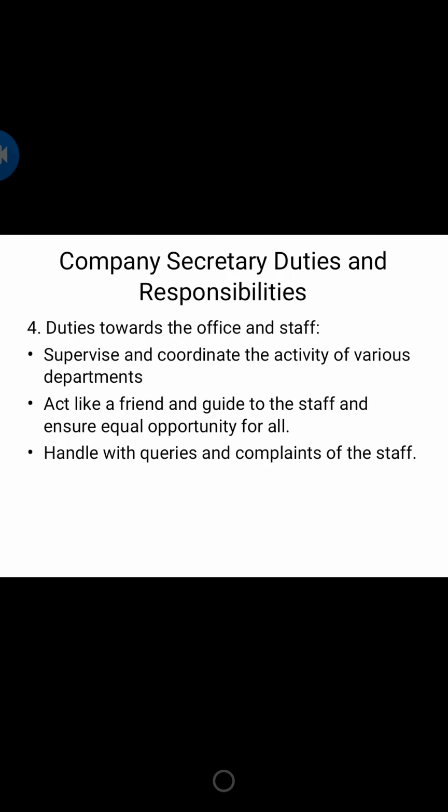The next, act like a friend and guide to the staff and ensure equal opportunity to all. He will not be arrogant, right? He deals with the problems. He acts as a friend and guide to the staff. Handle the queries and complaints of the staff. Whatever problem is faced by the staff, he is going to get it cleared.